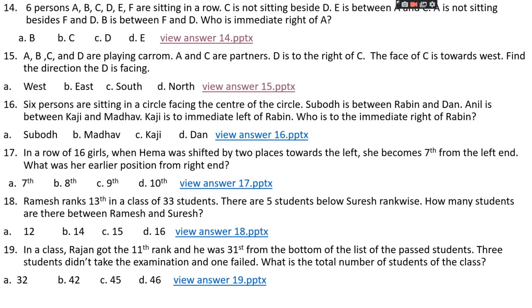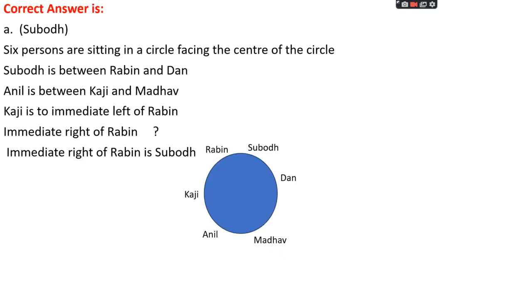Question number 16. Six persons are sitting in a circle facing the center of the circle. Subodh is between Ravin and Dan, Anil is between Kaji and Madhav. Kaji is to the immediate left of Ravin. Who is to the immediate right of Ravin? Option A, Subodh. Option B, Madhav. Option C, Kaji. Or option D, Dan. The right answer is option A, that is Subodh.